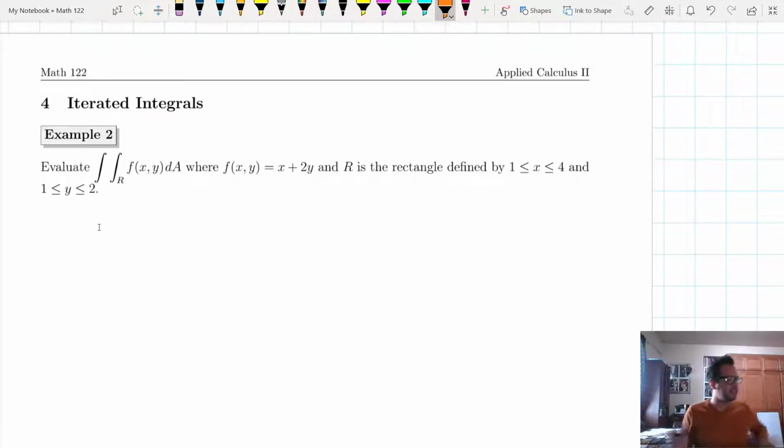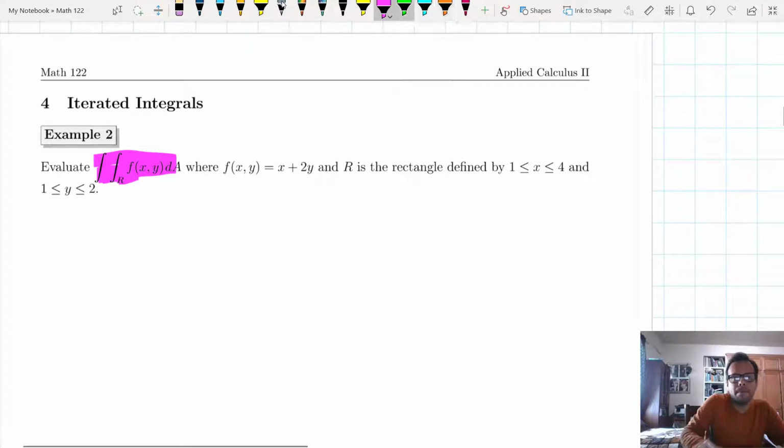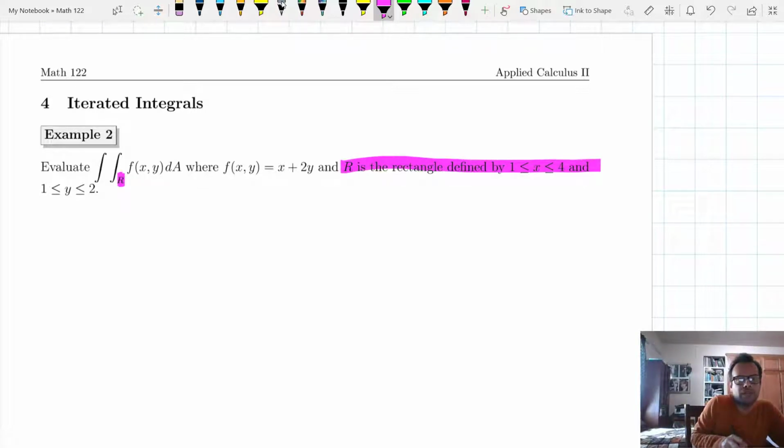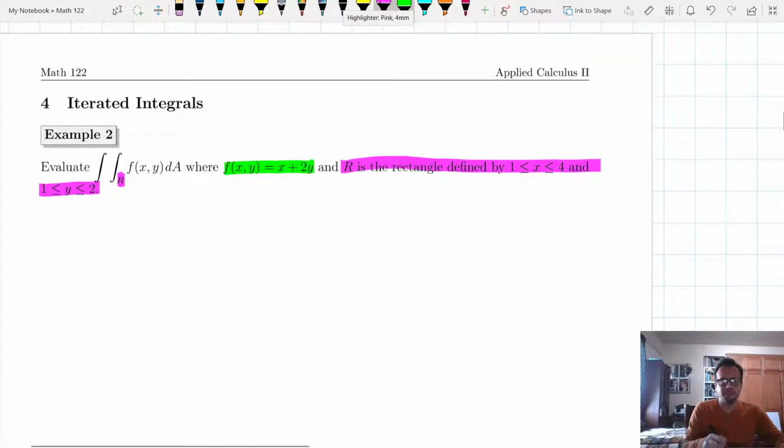So, let's evaluate the double integral, denoted double integral with a subscript R. The subscript R is the region, the rectangle defined by x from 1 to 4 and y from 1 to 2, all right? And the function that we integrate will be the function f of x, y equals x plus 2y.